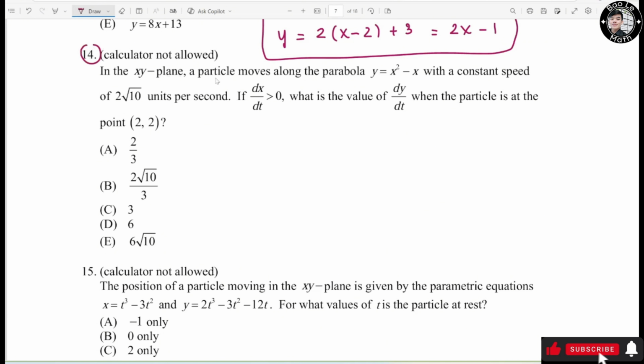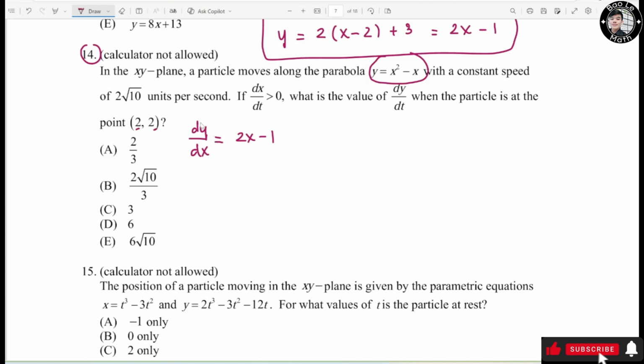In the xy plane, a particle moves along the parabola y equals x squared minus s with a constant speed of 2 square root 10 units per second. If ds over dt is greater than 0, what is the value of dy over dt when the particle is at the point 2, 2? Alright, so we have dy divided by ds by taking the derivative of this one, right? So it's going to be 2s minus 1.